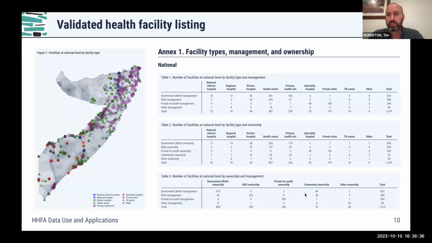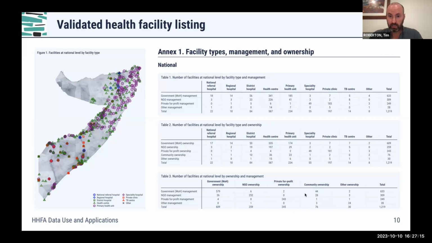And what is especially impressive is that they're doing a census of all facilities. And part of the reason for doing a census and part of the value of the HHFA for Somalia is that it serves as a way to validate the ministry's health facility listing. So the ministry has more or less said, this is now going to become the master health facility list for the country, because it was such a detailed and thorough assessment of all facilities, including documenting the type of facility, the ownership of the facility, the management of the facility.